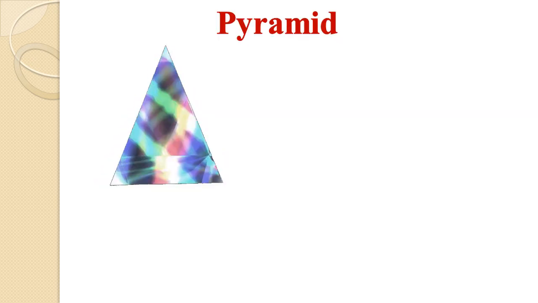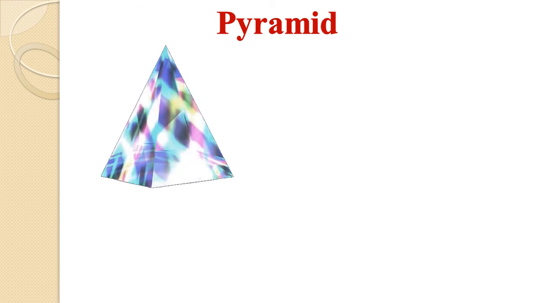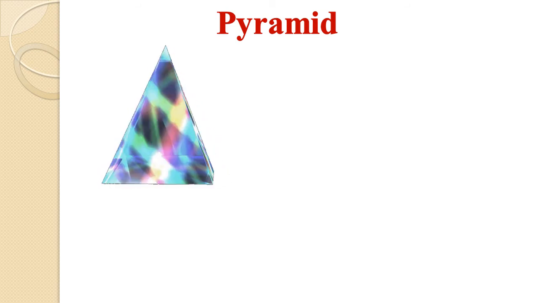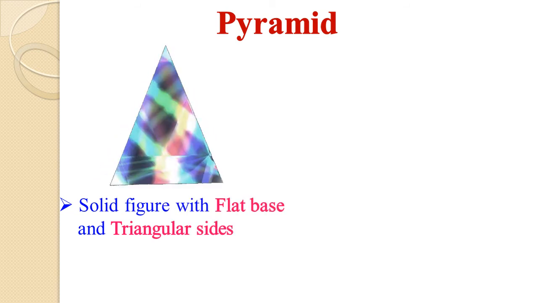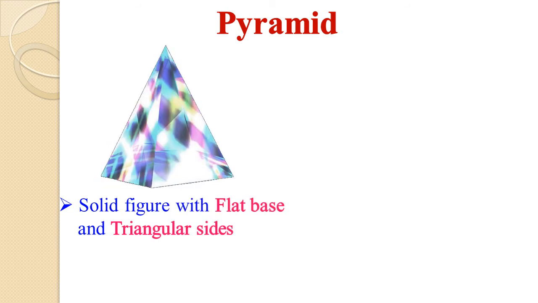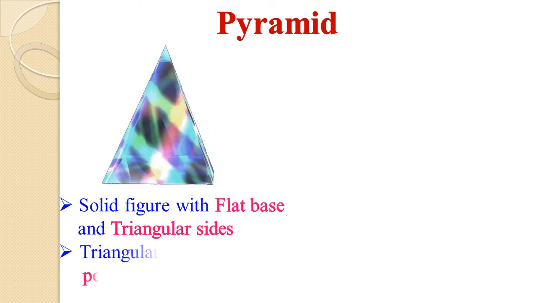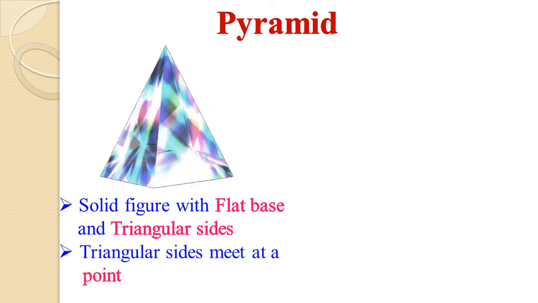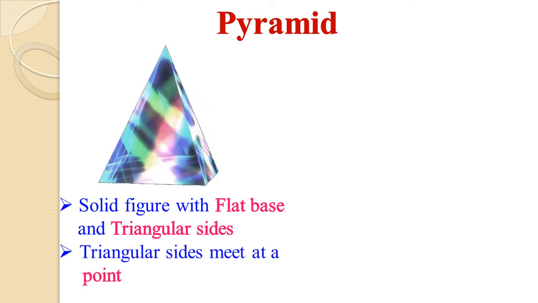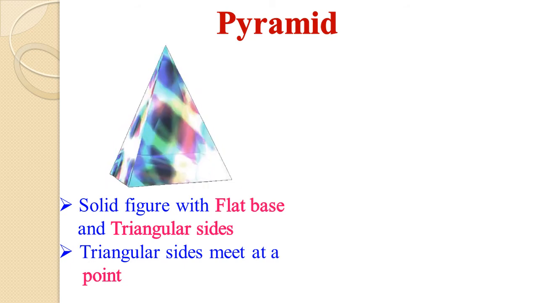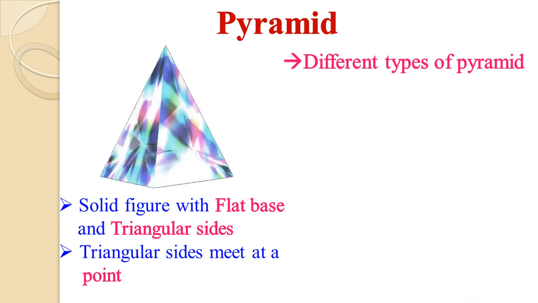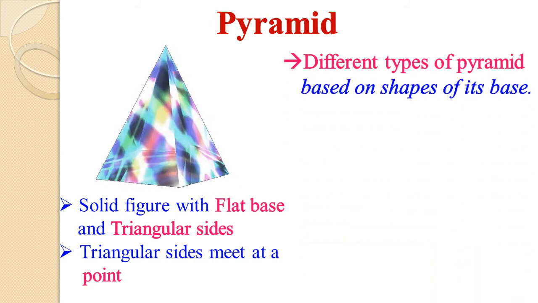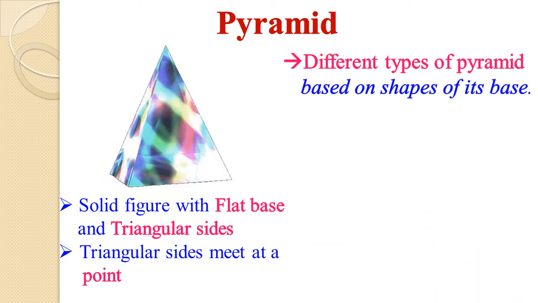So now coming to pyramid. So pyramid is also a solid geometrical figure. So a solid figure with a flat base and triangular sides is called a pyramid. Here all other faces are triangular, connected at a point known as the vertex. So pyramids are also named on the basis of the shapes of their bases.